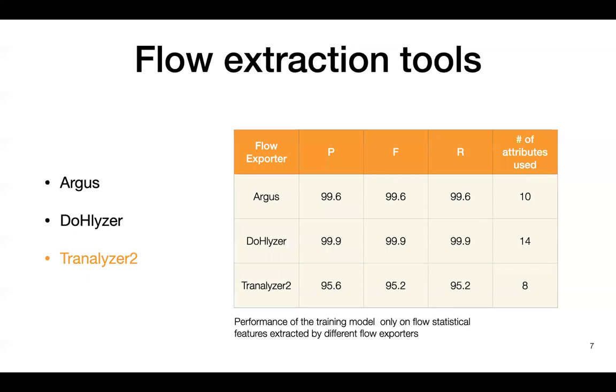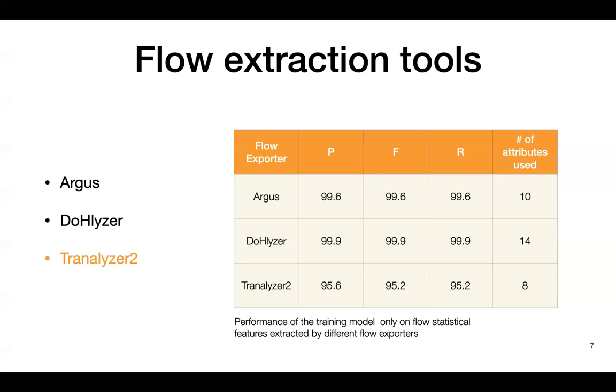In order to analyze encrypted DoH traffic, we augmented the entropy feature with statistical features derived from network traffic. Thus, no deep packet inspection was necessary. For feature extraction, we used three different flow exporters: Argus, DoHLyzer, and Trendlyzer2. Once we extracted features from benign and malicious pcap files and made up a training model without entropy, we looked at the results of classification. All three exporters demonstrated high performance, with Trendlyzer2 being the lowest in terms of precision, recall, and F1 measure.